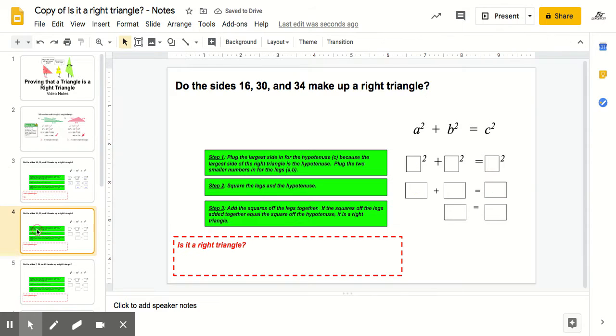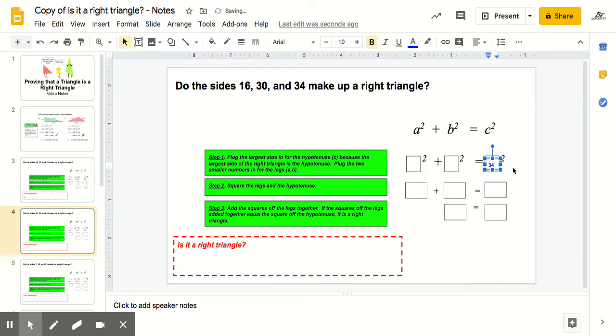All right, we'll do another one. This one says, do the sides 16, 30, and 34 make up a right triangle? Well, we need to plug in these side lengths into the Pythagorean theorem. Please begin with the hypotenuse. Remember, the hypotenuse has to be the longest side of the triangle. The biggest number here is 34, which means 34 must be the hypotenuse. So I'm going to plug 34 in for C in the Pythagorean theorem. Then I'm going to plug in my legs: 16 for A and 30 for B.